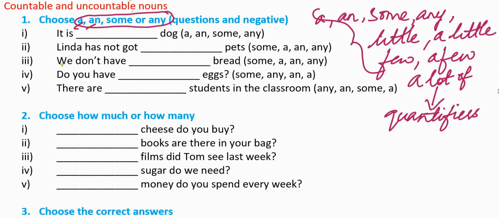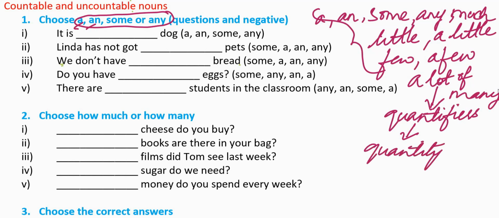Now some of them can be used with countable nouns. Some of them can be used with uncountable nouns. There are also some which can be used with both countable and uncountable. Oh, I forgot to include two more. Much, many. So quantifiers are basically the words which tell us the quantity or the amount of something which cannot be measured in numbers. Alright, let us look at the first sentence.